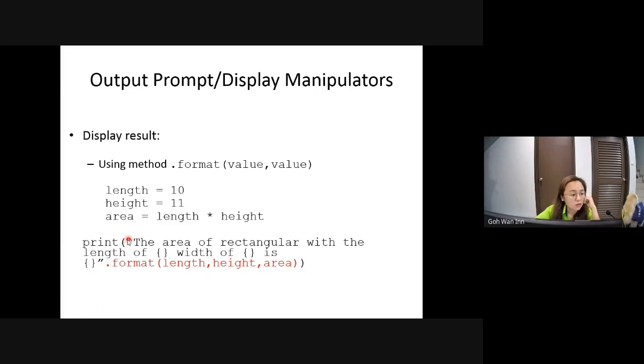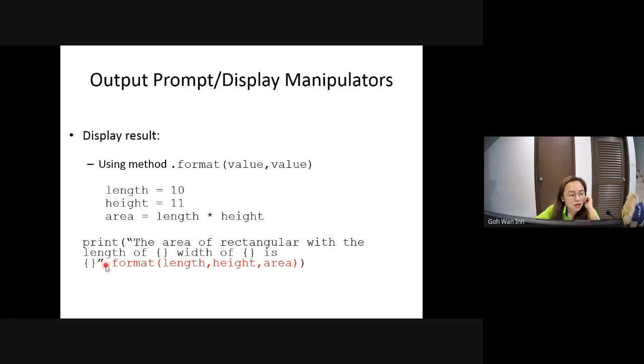Here, one opening, the area of rectangular with the length of. If normal, you use the previous method, here you need to have a closing, and then a comma, and then you call the length, and then comma, and then quotation mark, width of, quotation mark again, and then you need to call out the height. It will be very complicated to write. But with the dot format method, you can write the whole sentence within quotation marks.